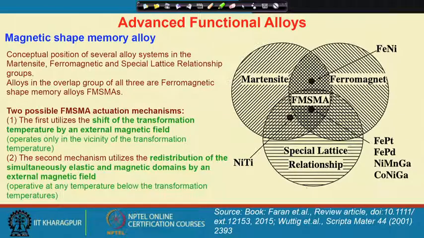We now need to recapitulate whatever we have discussed about nickel titanium, you may recall, and in that case we said that we need a special type of lattice relationship, so that the structural transformation could be reversible.